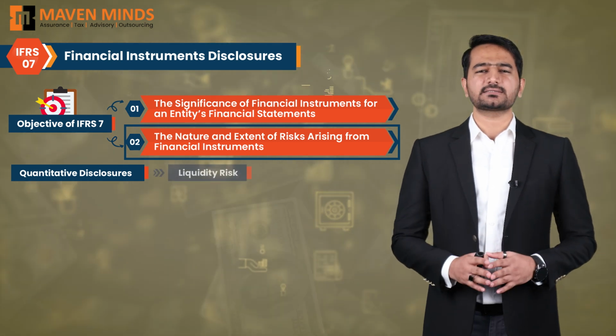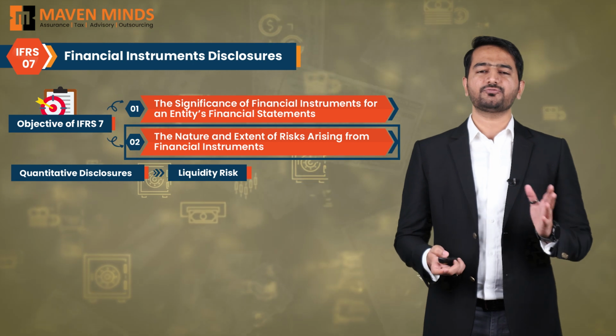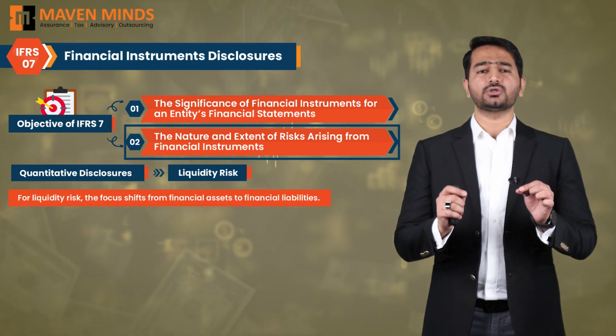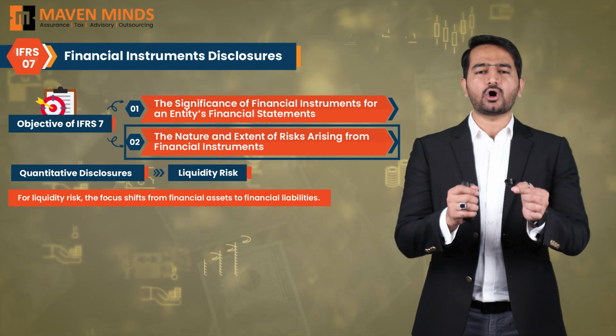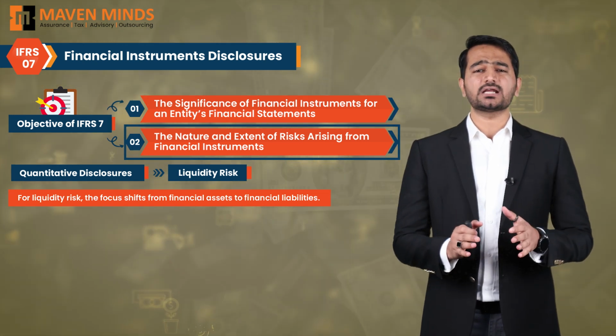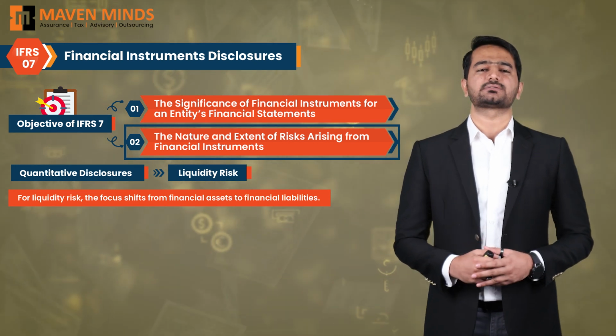For liquidity risk, the focus shifts from financial assets to financial liabilities. Liquidity risk is all about your ability to meet your obligations as they come due. So the standard requires you to disclose a maturity analysis of your financial liabilities.